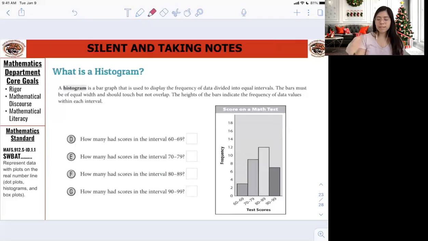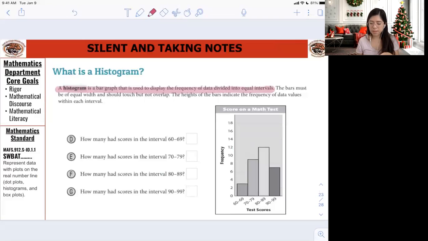I'll read it. Go ahead, Allison. A histogram is a bar graph that displays the frequency of data divided into equal intervals. The bars must be equal within the intervals and should touch but not overlap. The heights of the bars indicate the frequency of data values within each interval. Perfect, thank you.